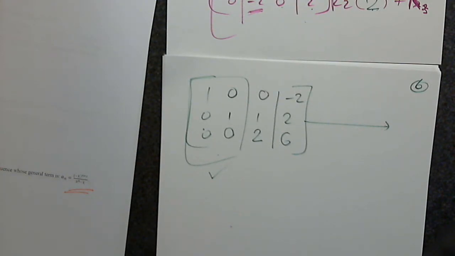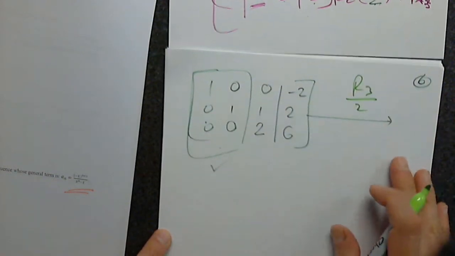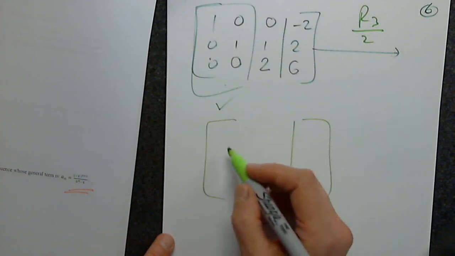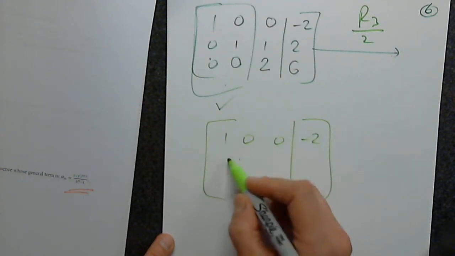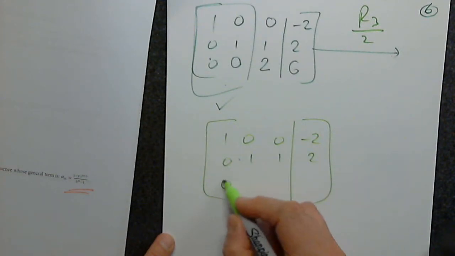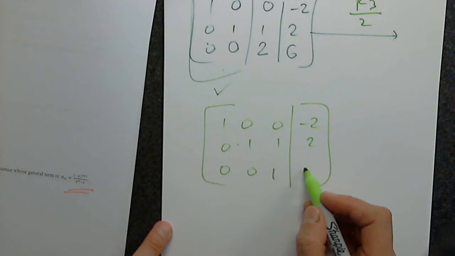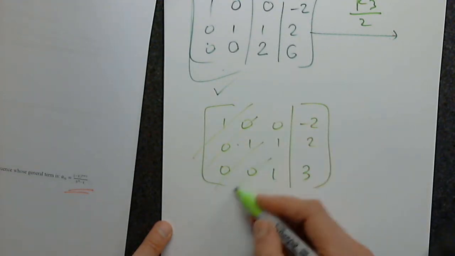Where is my focus next? We divide Row 3 by 2. I have to. Row 3 divided by 2. Perfect. So 1, 0, 0, negative 2, 0, 1, 1, 2, 0, 0. Very good. Okay, this is all done.